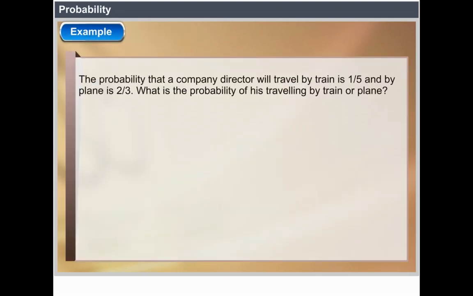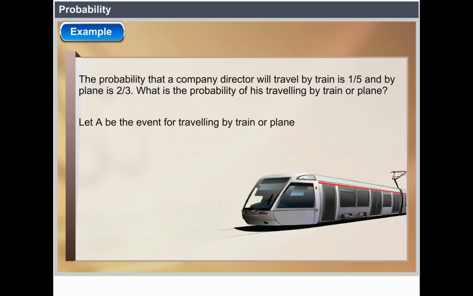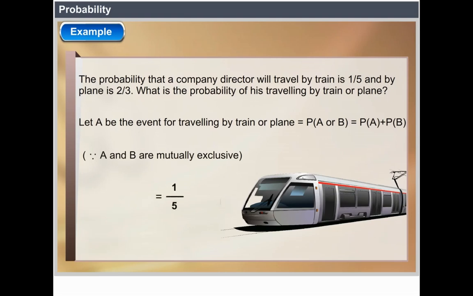Example: the probability that a company director will travel by train is 1/5 and by plane is 2/3. What is the probability of his traveling by train or plane? Let A be the event for traveling by train and B by plane. P(A or B) = P(A) + P(B), since A and B are mutually exclusive, equal to 1/5 + 2/3 = 13/15.